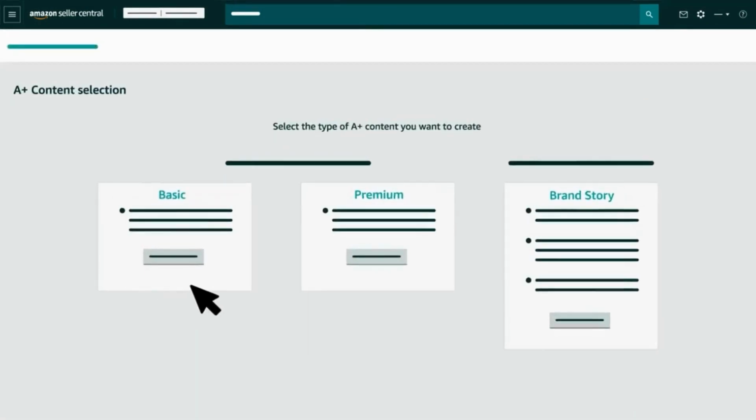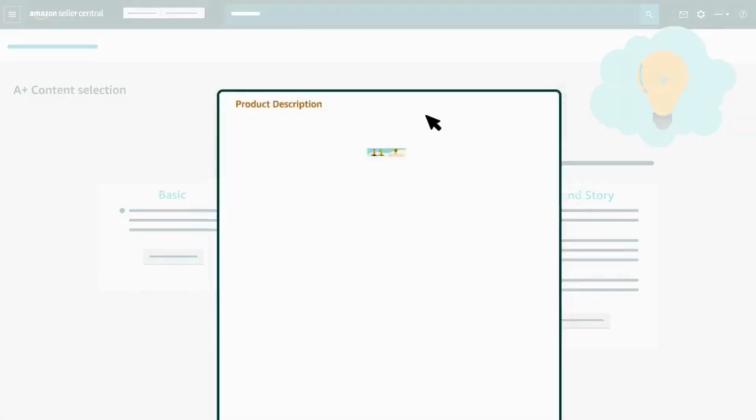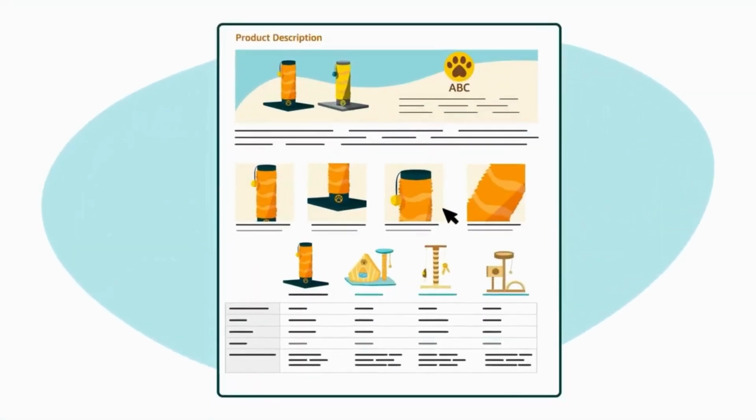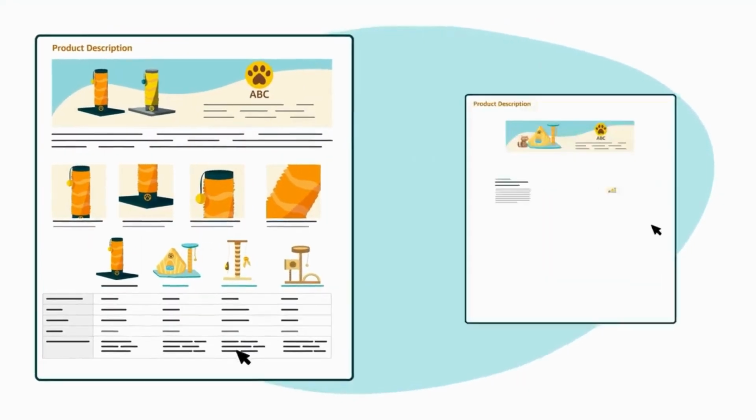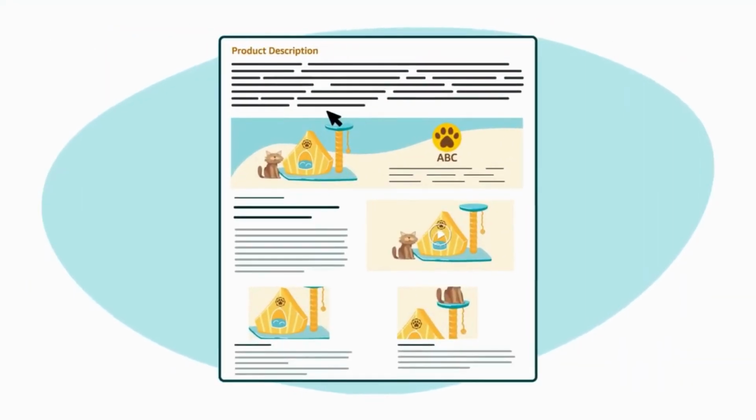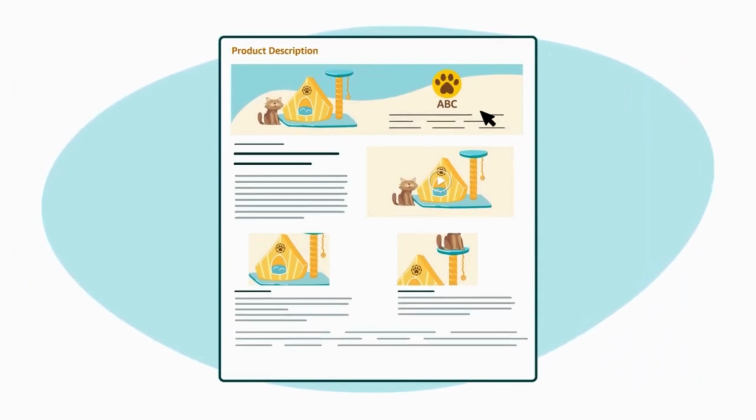As you're selecting the type of A-plus content you want to create, basic, premium, or brand story, make sure you also keep 2 considerations in mind. 1. Publishing an A-plus content product description, whether basic or premium, hides a product's original plain text description, so be sure to carry over all key information.